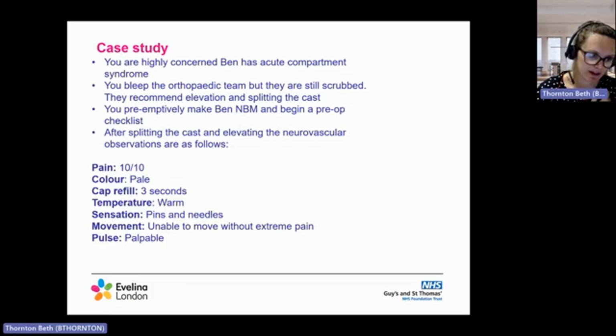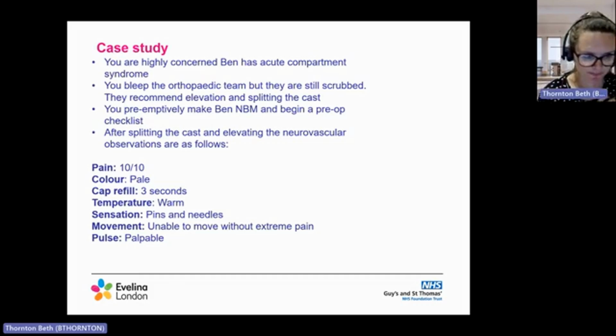The pain is still a 10 out of 10. The limb is now pale, and we've got a cap refill of 3 seconds. So that perfusion has reduced. It's still warm. He's still complaining of pins and needles. He's now unable to move without extreme pain. So even if you passively rotate his thumb, for example, he's in agony. And a pulse is now palpable. So now we've split the cast, you are able to feel a radial pulse.